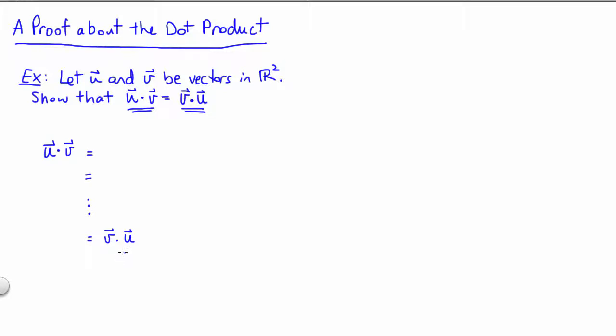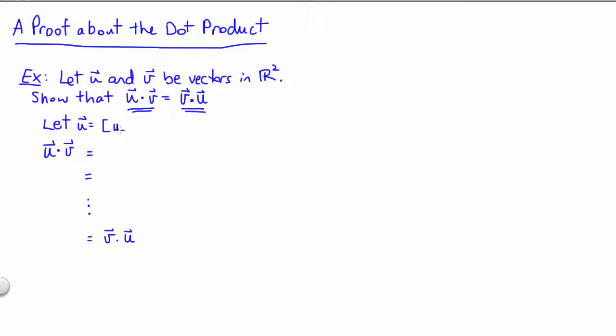Now this is where it would be easy to get stuck. We need more detail in order to complete this proof. We were told that u and v are vectors in R2, so we know that each vector has two components. And we want the proof to be general, meaning we want this to work for any choice of u and v in R2.